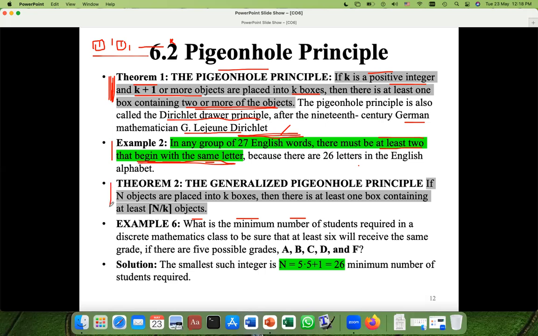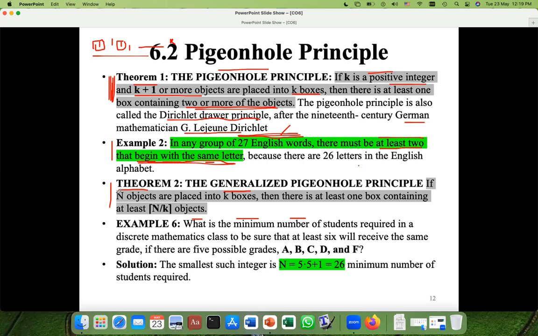And now you have another theorem, theorem 2. Now we are going to make the statement of theorem 1 more general. In theorem 1, we are talking about k plus 1 objects. But in theorem 2, we will not talk about k plus 1. Rather, we will talk about n objects. Now you have to place n objects into k boxes, and k is similarly a positive integer.